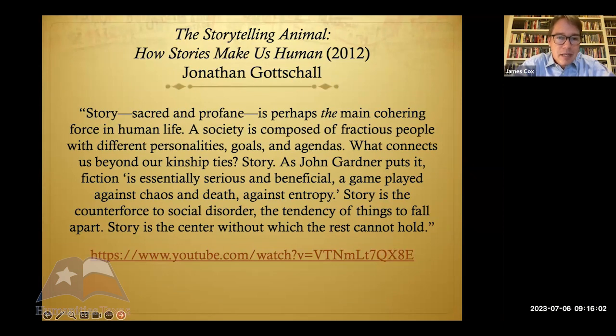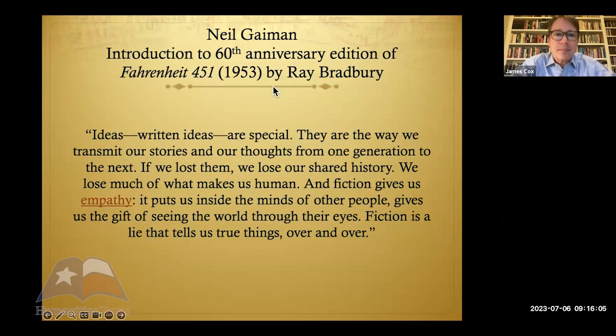I also sometimes will share this observation about stories by Neil Gaiman, thinking that perhaps they will recognize Neil Gaiman's name. I hope that's not too optimistic, but he says in the introduction to the 60th anniversary edition of Fahrenheit 451, which I believe still gets taught in high schools. Is that right? Yeah. Okay. I actually can't see anyone's response, but I'm just going to assume the answer to that question is yes. This is what Neil Gaiman says.